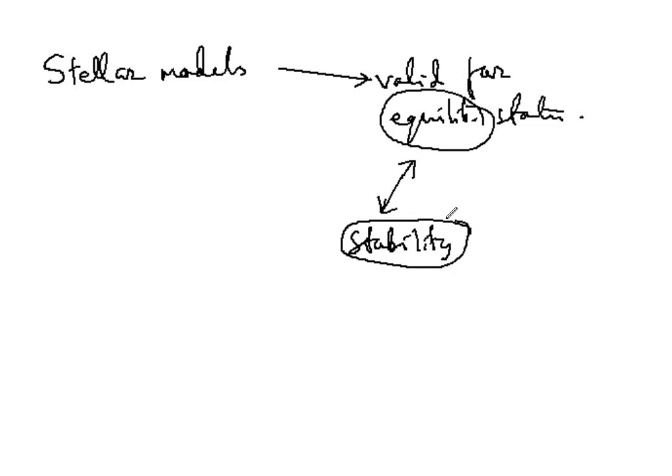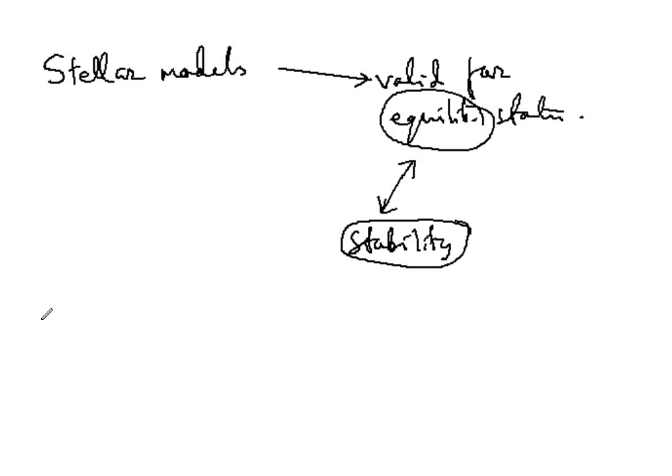Take an example. You see a pencil balanced on its point is also in equilibrium. But is it stable? Suppose you give it a small push, then what will happen? It will just fall down. Okay, so it is not stable against small perturbation. And so we have to consider when our equilibrium solutions are stable.